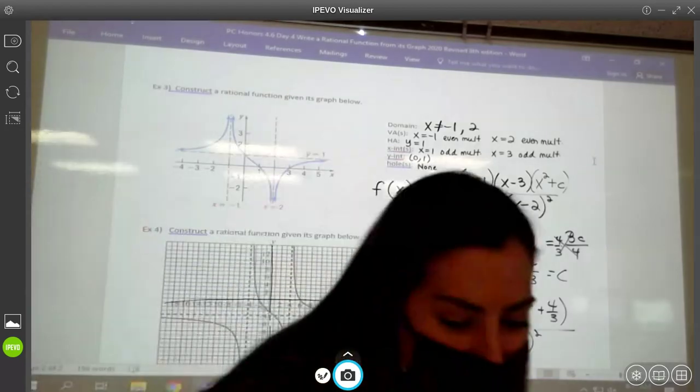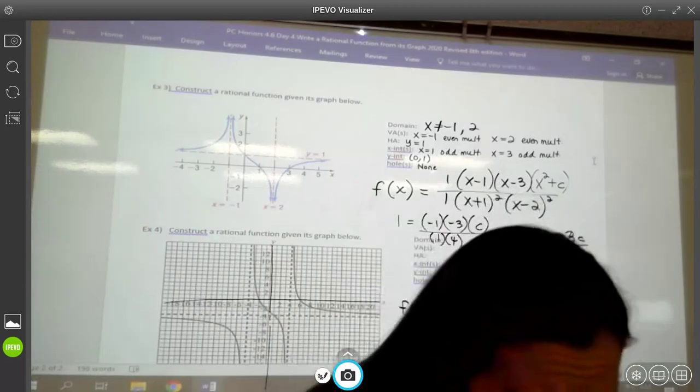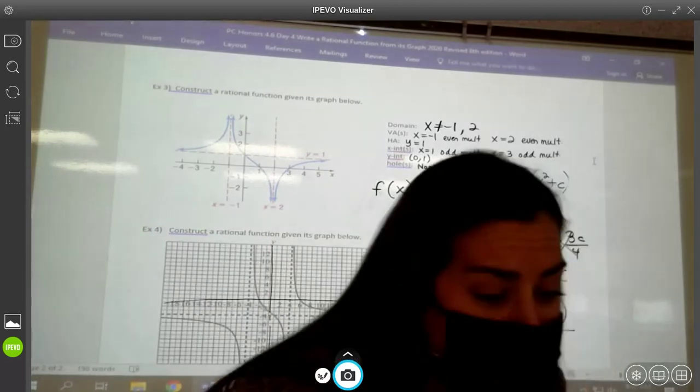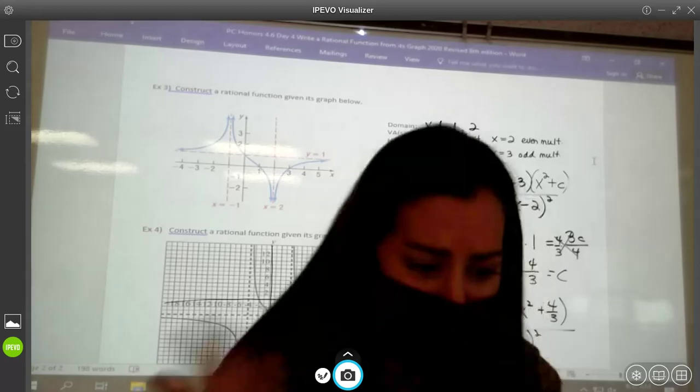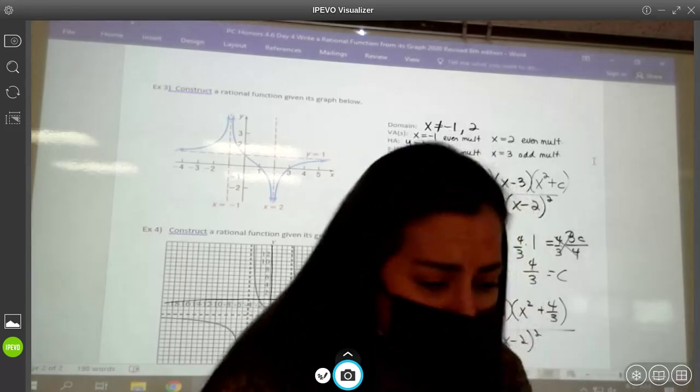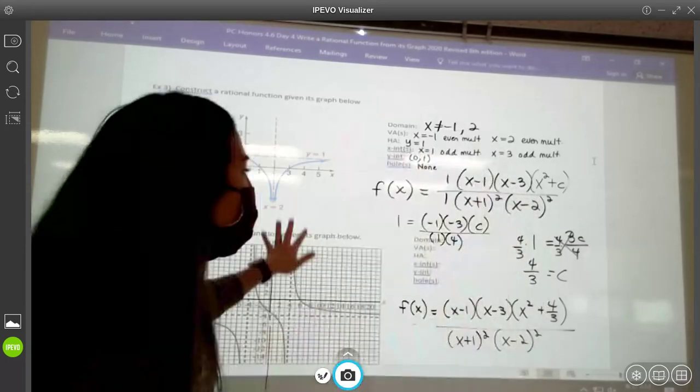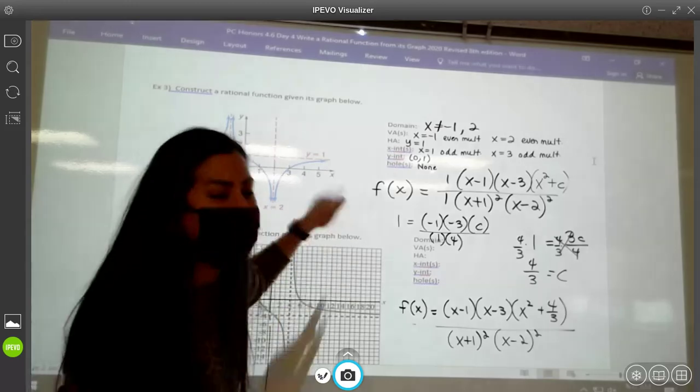All right, guys, does anybody have any questions for me? Are you guys okay? Okay, well then this section is done. We have seen everything. The majority of it is just creating the graphs, but there's just a couple where they could ask you to create the function given the graph.